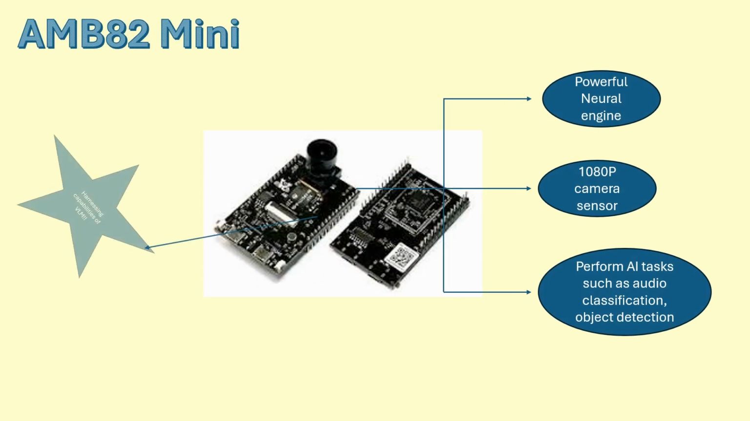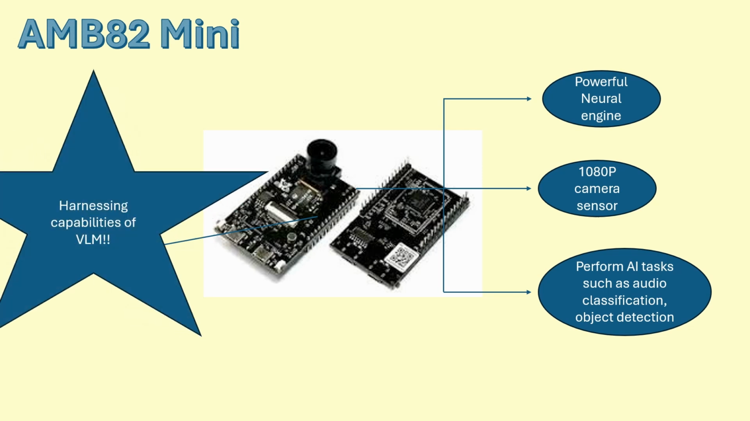Introducing the AMB82 Mini, a powerful device designed to harness the capabilities of VLMs while boasting impressive standalone features. This compact powerhouse is equipped with a high-quality camera supporting 1080p resolution, ensuring crystal-clear imaging for various applications. But that's not all. The AMB82 Mini is also armed with a cutting-edge neural network engine, capable of executing complex inference tasks with precision and speed, whether it's audio classification, object detection, or any other AI-driven task.